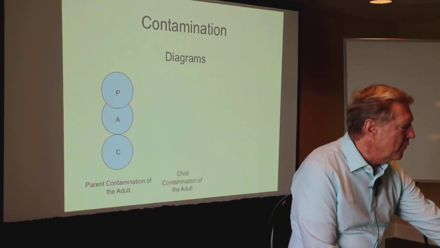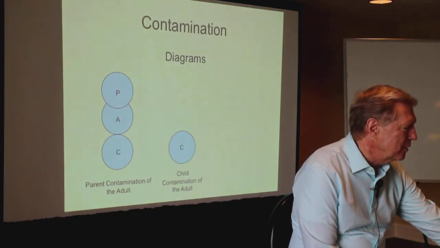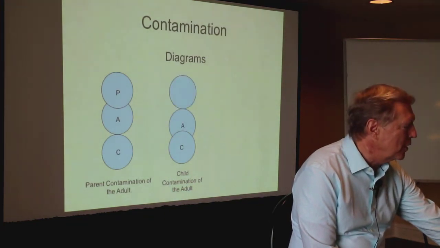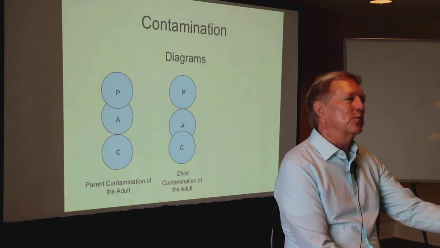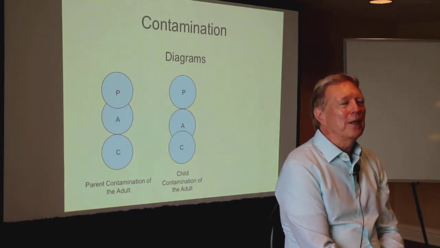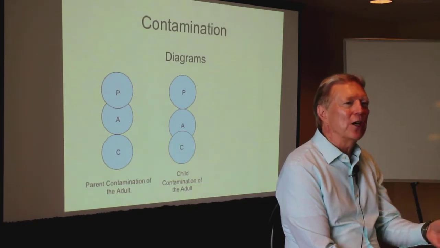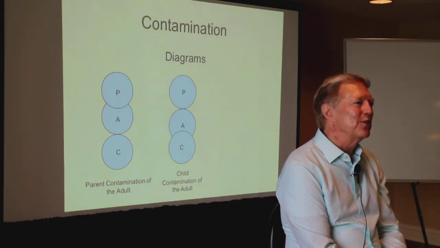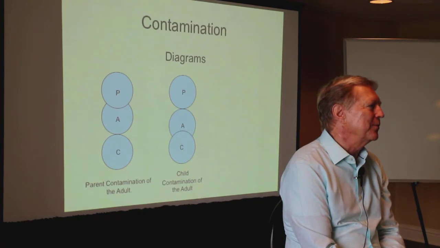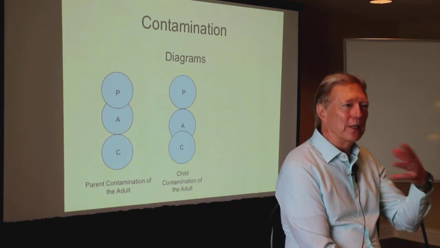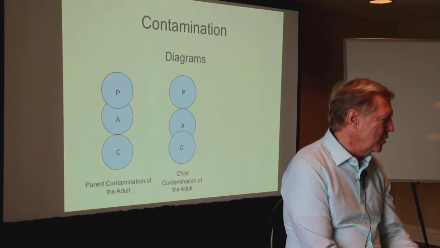You can also have child contamination of the adult, where the child convinces the adult to go along with what he or she wants, and the parent gets disregarded. What will happen later is the parent will beat up on the child, making the child feel guilty for the decision or action that they have taken. And so the person doesn't get to really enjoy the decision.